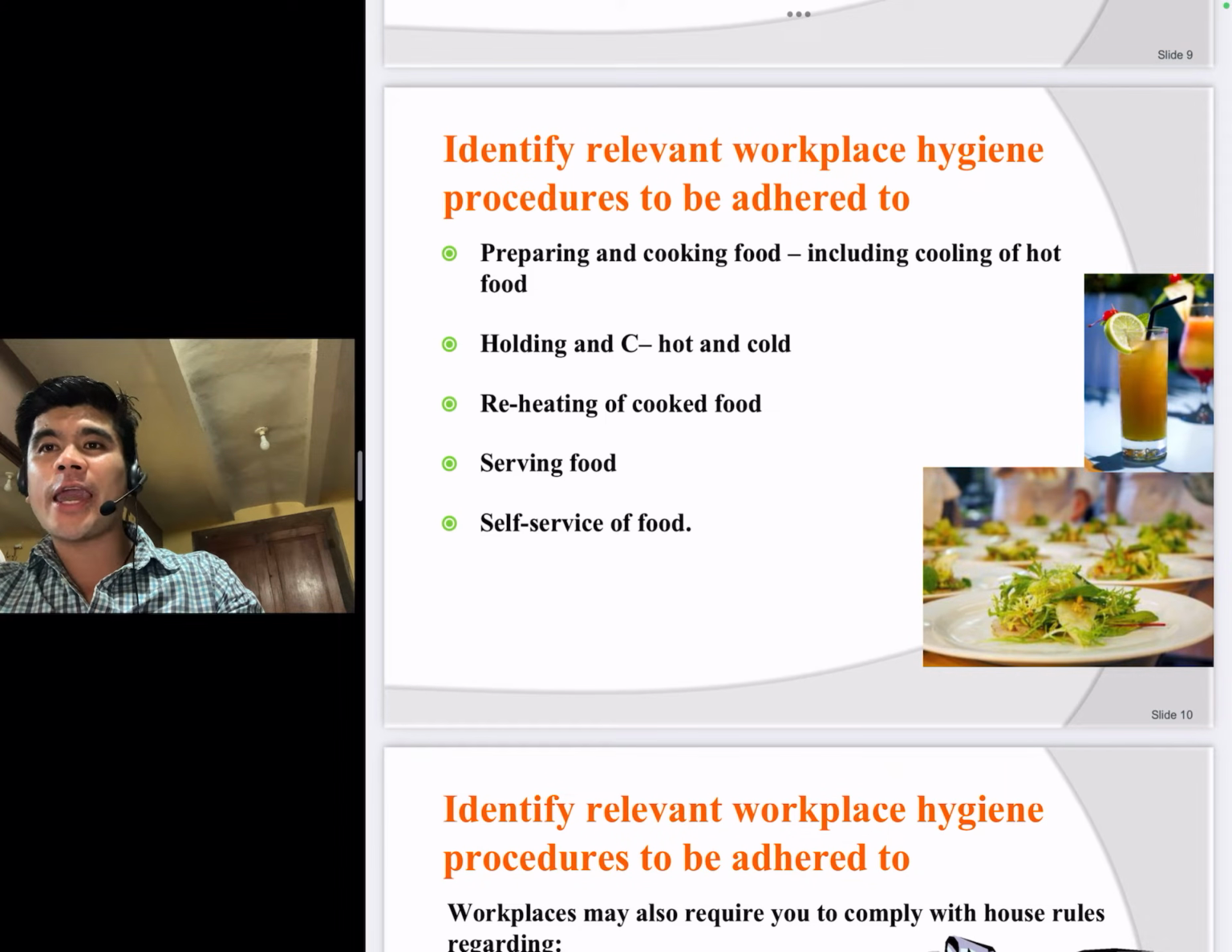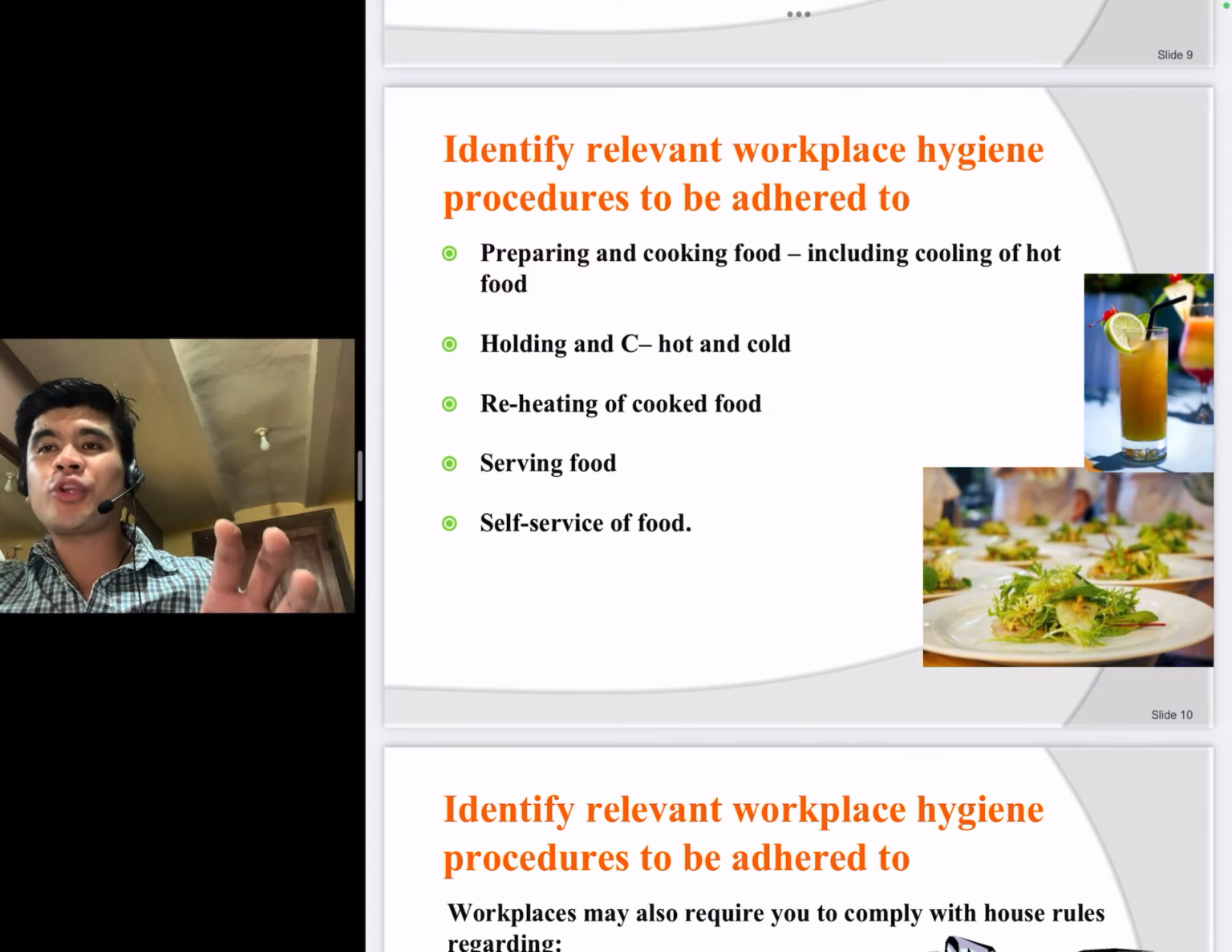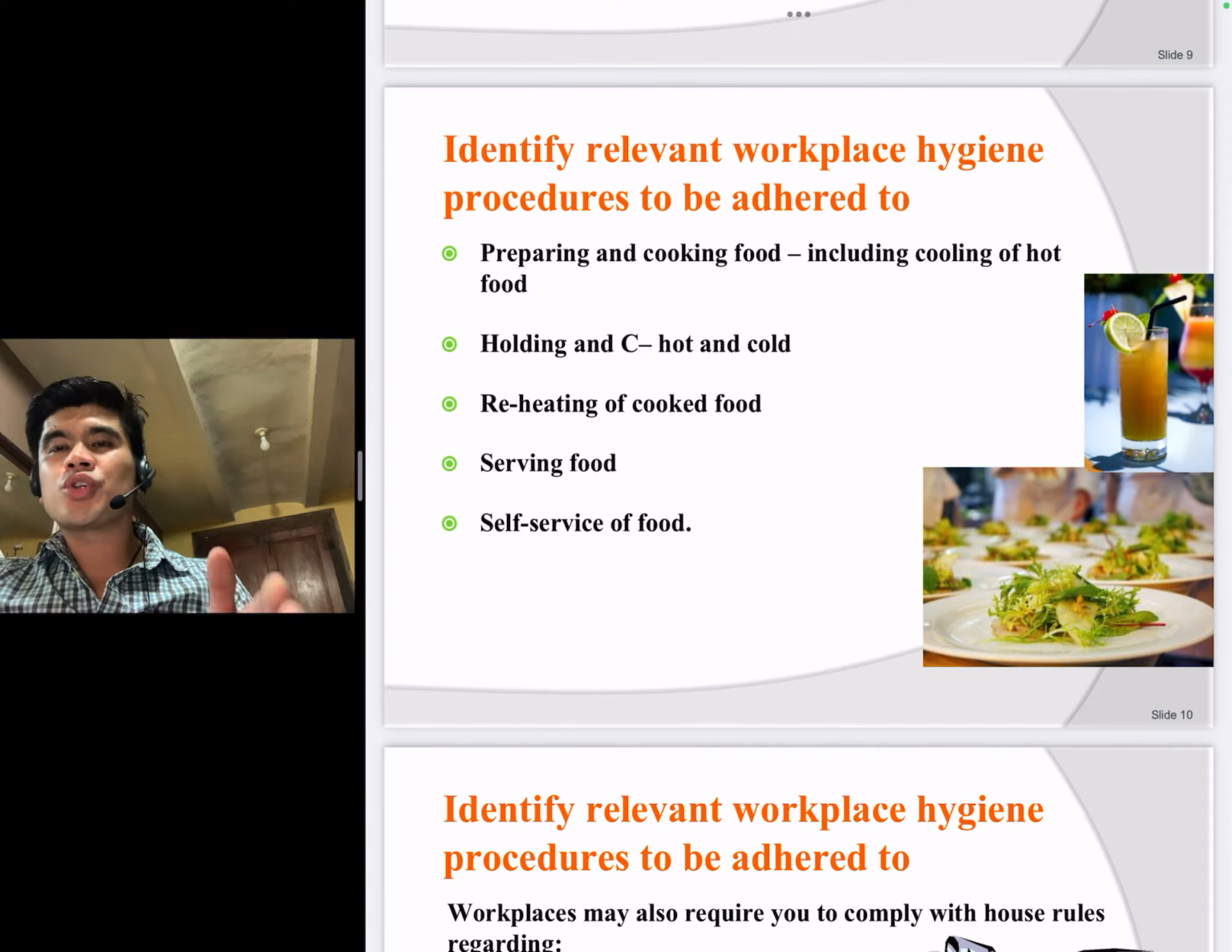Next, holding temperature, hot and cold. So a particular temperature. In here, it only tells you that you need to store the food. Okay, hot food, you must be able to separate that properly away from the cold food, and there's no way you're going to mix them up. Next, reheating of cooked food. Reheating is also called thawing, which once again I will discuss later on.